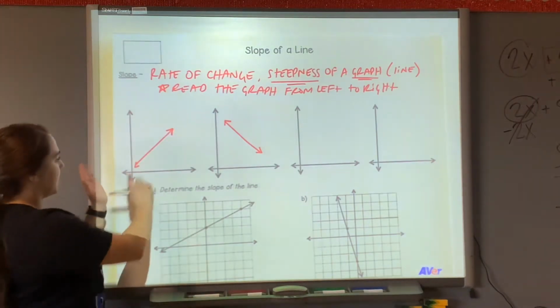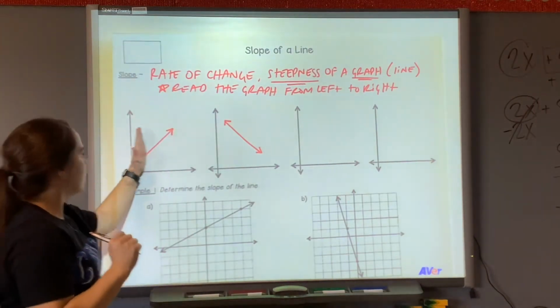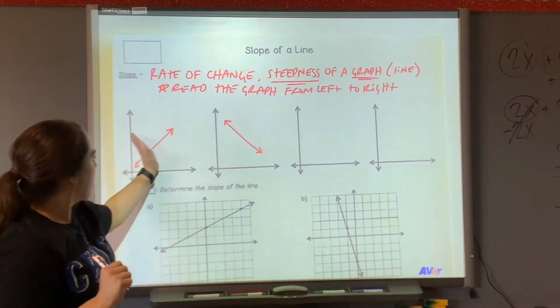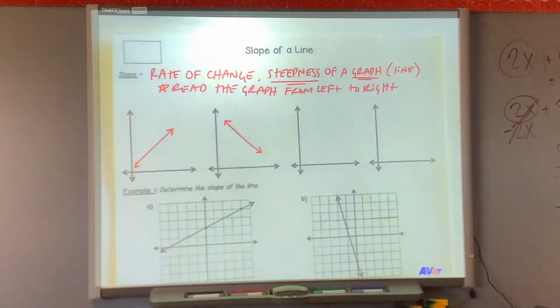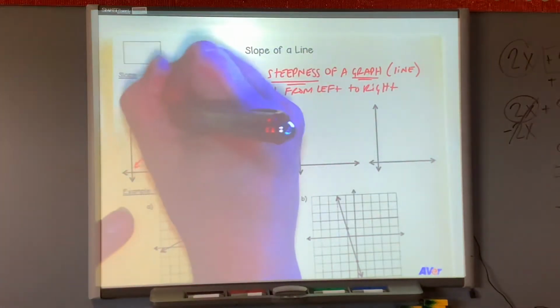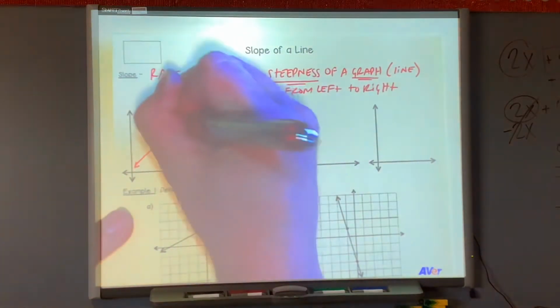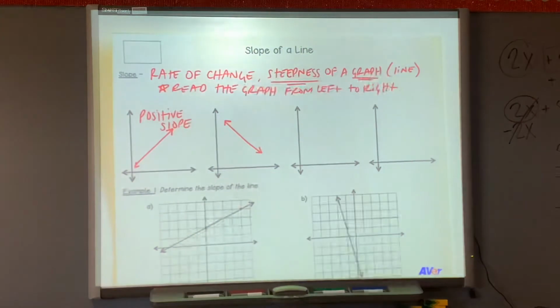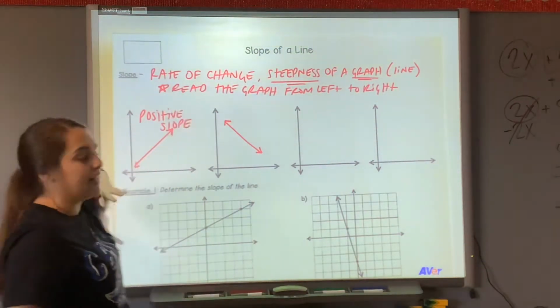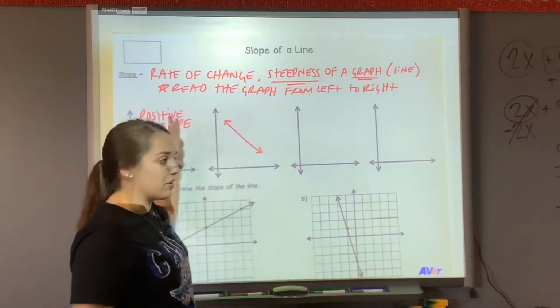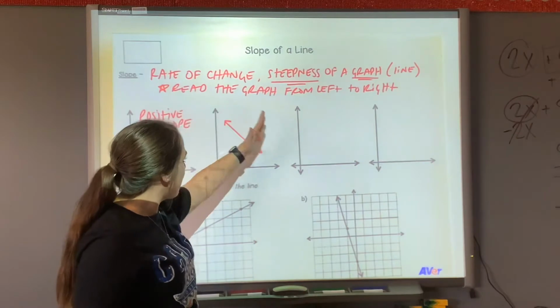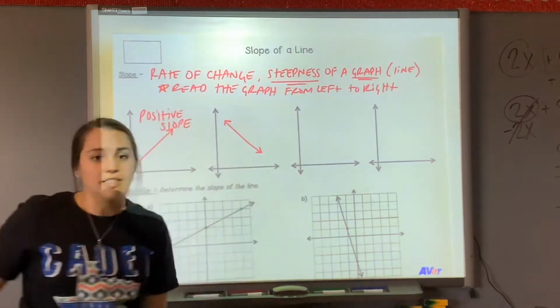So if I'm reading this line right here from left to right, that means I would be reading it going this way, which is up, which is why I call this a positive slope. Anytime you see a line that is going in the upwards way, that means that it is a positive slope. Anytime you see a line that's going down like this, remember we read from left to right. If we're reading from left to right, my line is going down. This is called a negative slope.